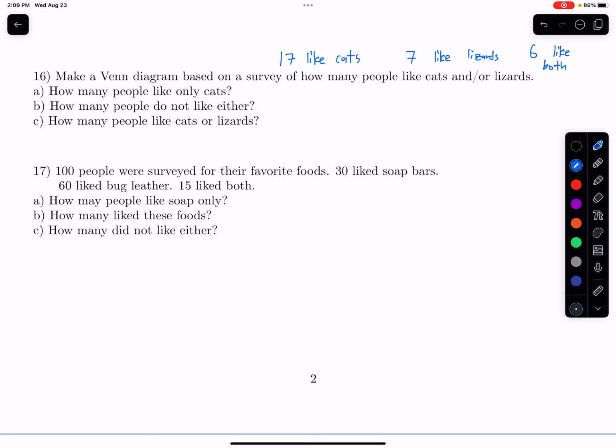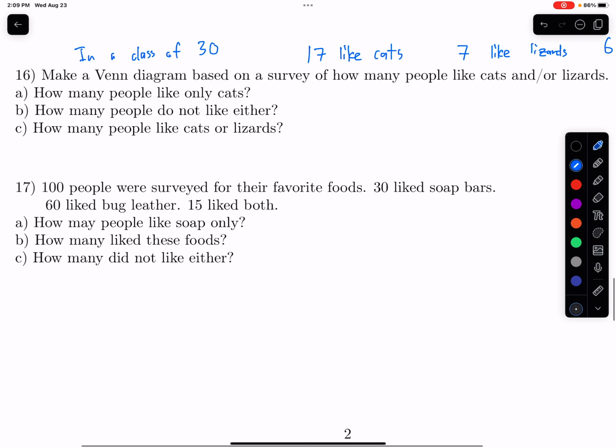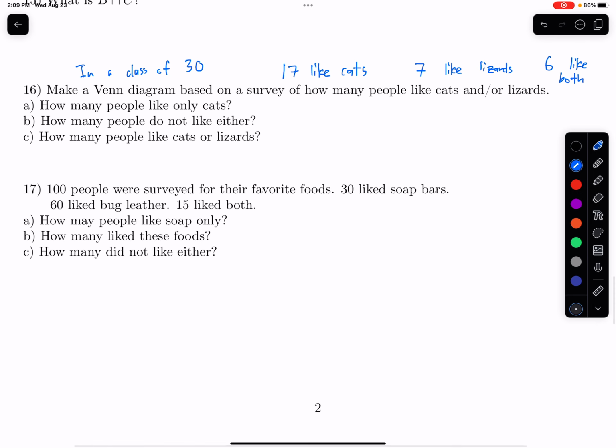And in a class of 30, which is a usual class size for Math 100, 17 like cats, 7 like lizards, and 6 like both. So we're going to make the Venn diagram for that. I'm going to use number 16 as an example, and then you guys will try number 17 before you watch the rest of the video, okay? So here's number 16. How would you make a Venn diagram for this situation?